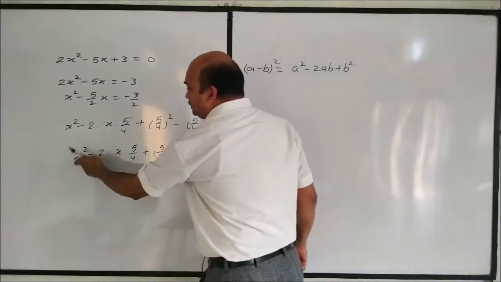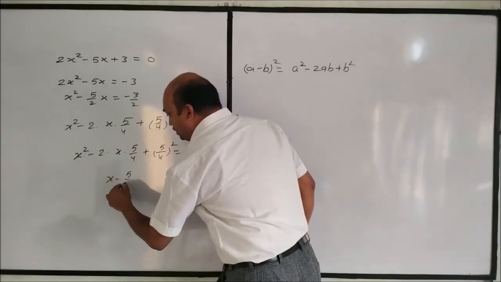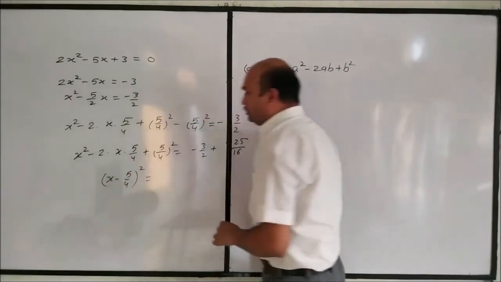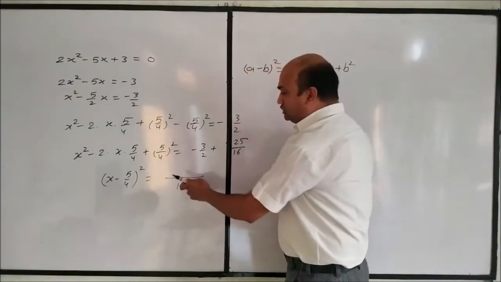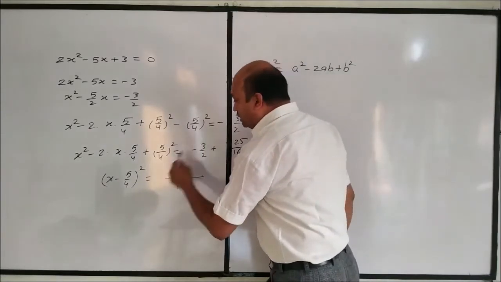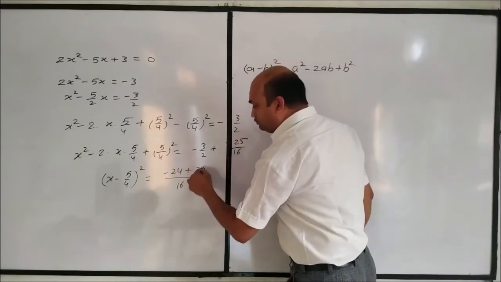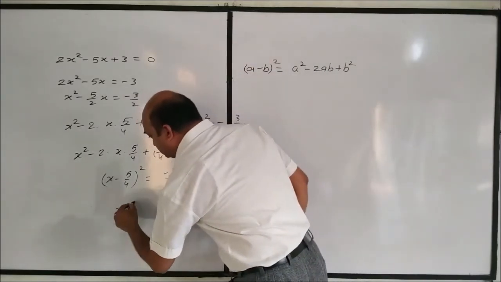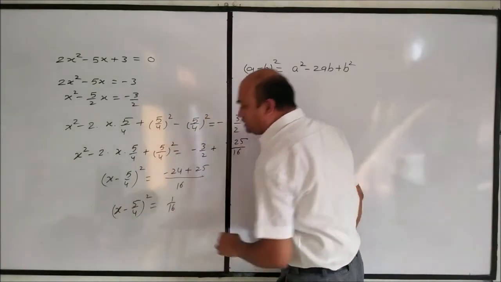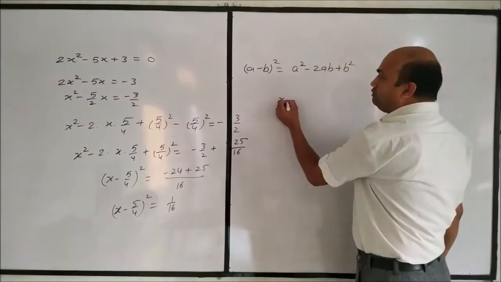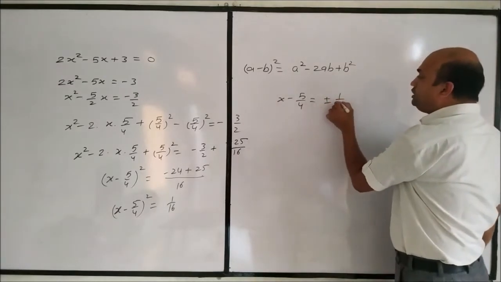Now you see, it is a square minus 2ab plus b square, that is a minus b the whole square. Okay, and here we take LCM. LCM will be here 16. 16 we divide by 2, 8 we will get, minus 3 into 8 will be minus 24 plus 25. That will be 1. It is x minus 5 by 4 the whole square is equal to 1 upon 16, or it will be x minus 5 by 4 is equal to plus minus 1 by 4.